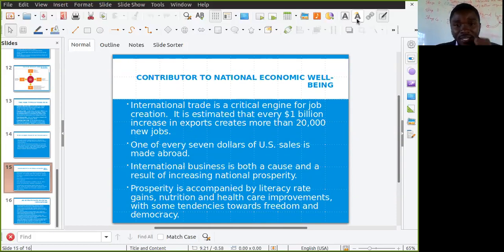International trade is a critical engine for job creation. It is estimated that every $1 billion increase in exports creates more than 20,000 new jobs. And this is something very positive and something that can be welcomed by most governments if there is such a positive impact from exports.